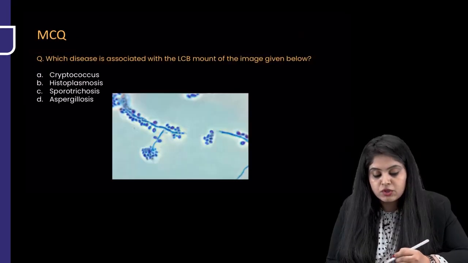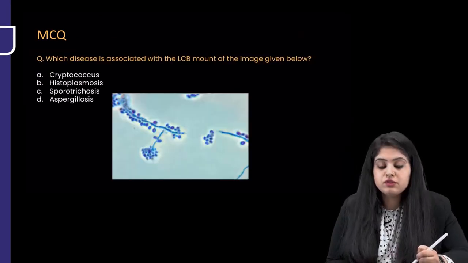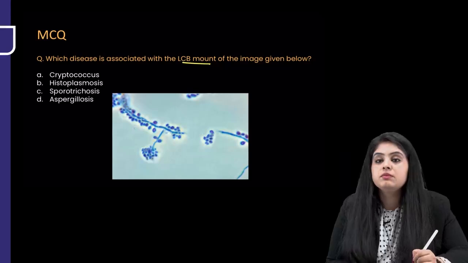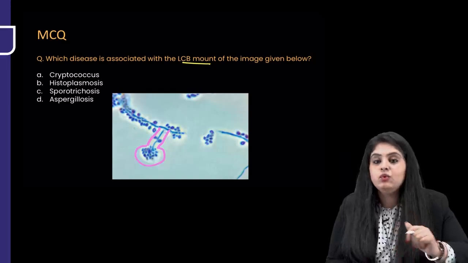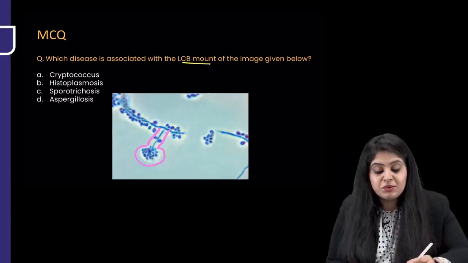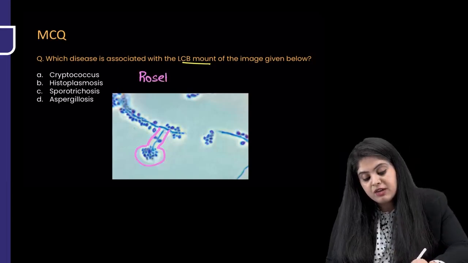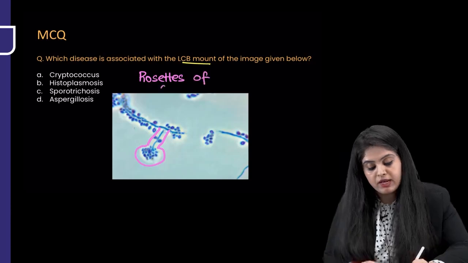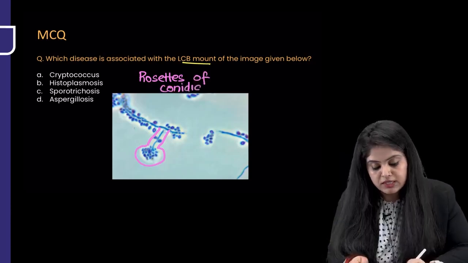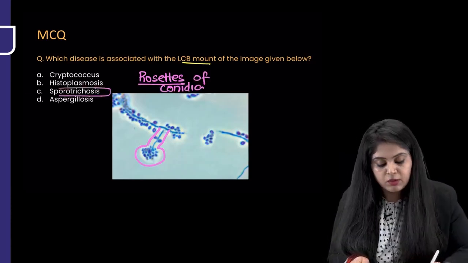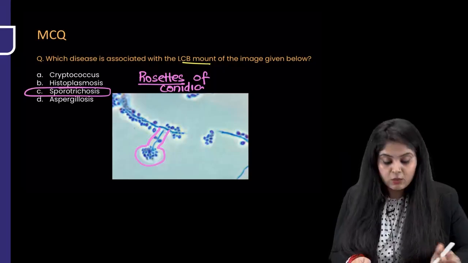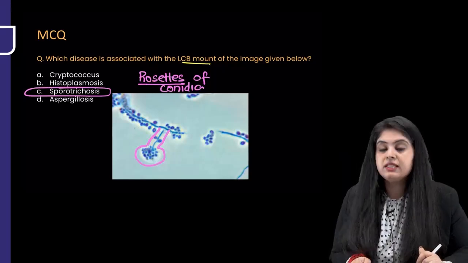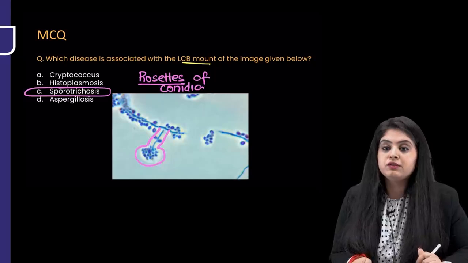Coming on to the last question of this section, what is the disease which is associated with the lactophenol cotton blue mount, and the image given below? What do you see in the image, guys? I can see a hanging, upside-down rose, an opposite rose. Basically what I'm seeing are rosettes of conidia. Now when I'm talking about rosettes of conidia, the rose is something which is the good life, means I'm talking about sporotrichosis. Well, having said that, we definitely mark the end of dimorphic fungus also.